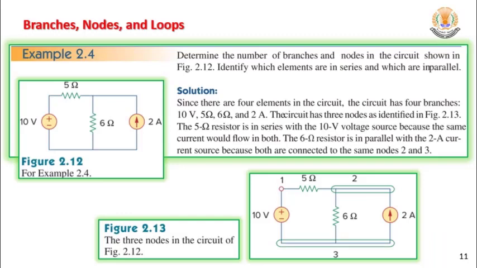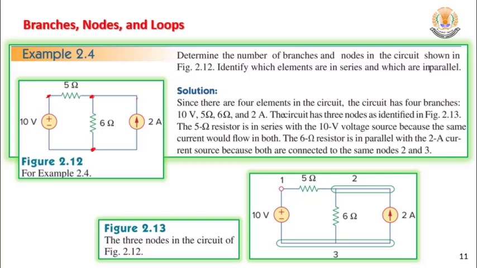Example. In this circuit, identify which elements are in series and which ones are in parallel. In addition, determine the number of branches, nodes, and loops in your circuit. How many branches here? 4. How many nodes? Let's count. This is 1. This is 2, which is the same as this one, so this one will not be counted because it's the same. And this one.